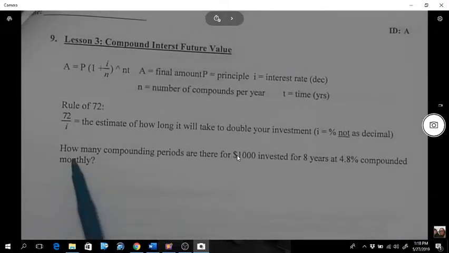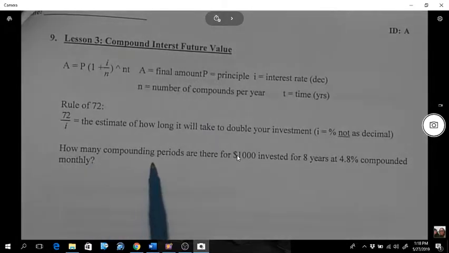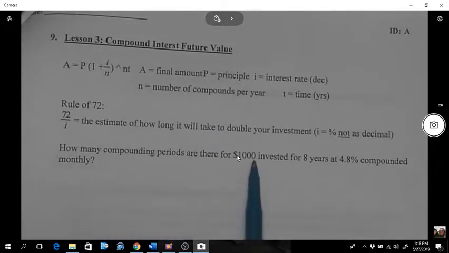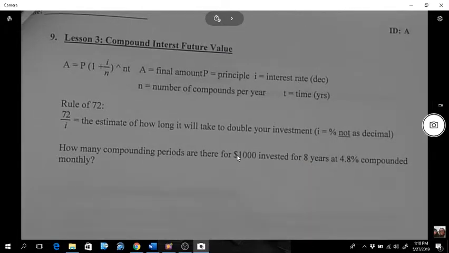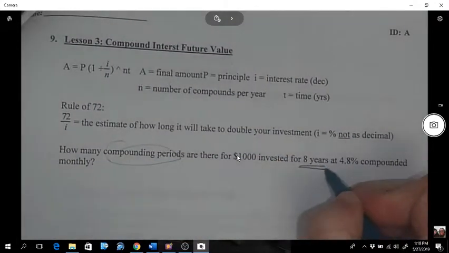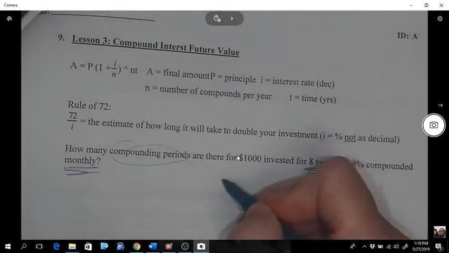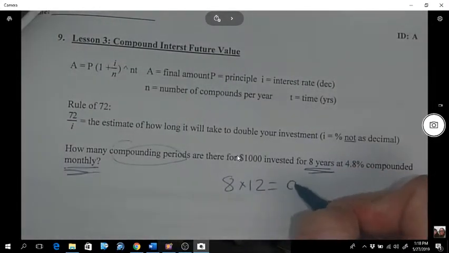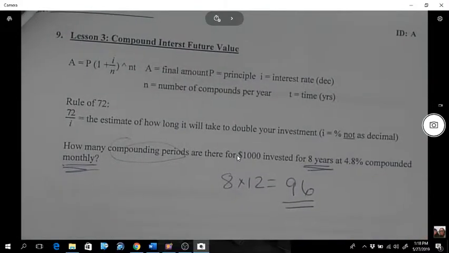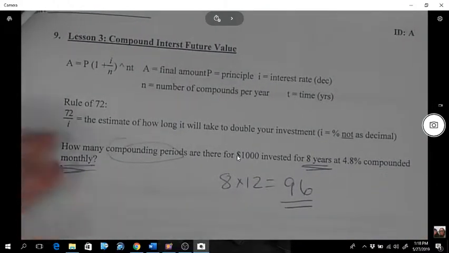Okay, so number 1 here. How many compounding periods are there for $100,000 invested for 8 years at 4.8% compounded monthly? So this just asks for compounding periods. If we compound something monthly for 8 years, then you would end up with 96 compounds. That's all that's asking.